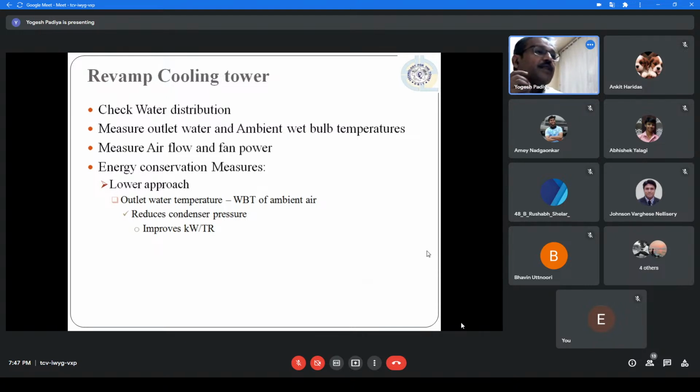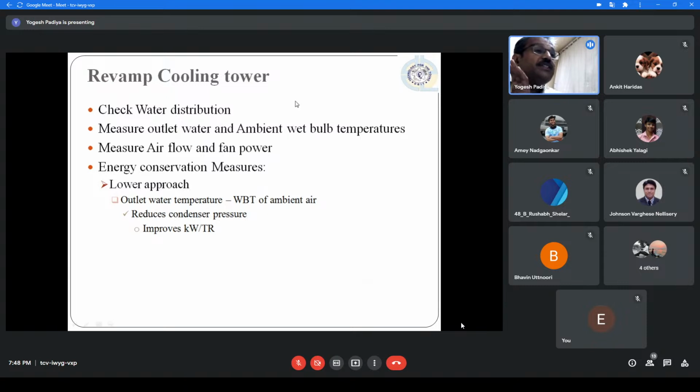If it is okay, then you check the water temperature at the outlet of the cooling tower. At the same time, you also check the ambient wet bulb temperature. This temperature shall be close to the ambient wet bulb temperature. It is not possible that this temperature will be equal to that temperature, but it has to be close to it. It means that if the ambient wet bulb temperature is 27 or 28, and the outlet is 30 or 31, you say perfectly okay, there is no need to do anything because the cooling tower is perfect.